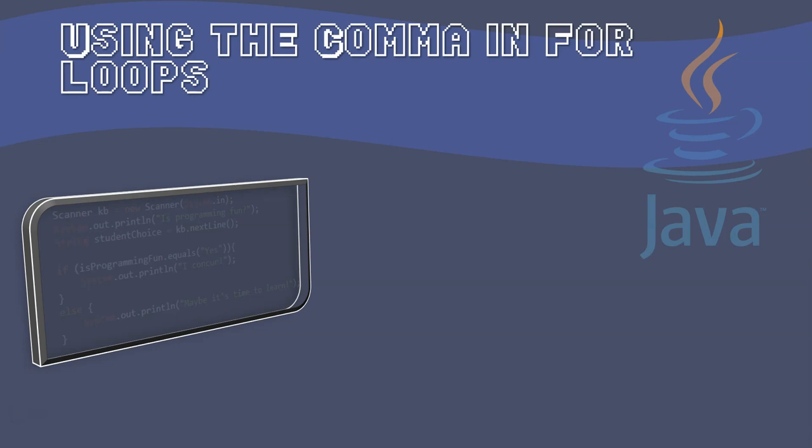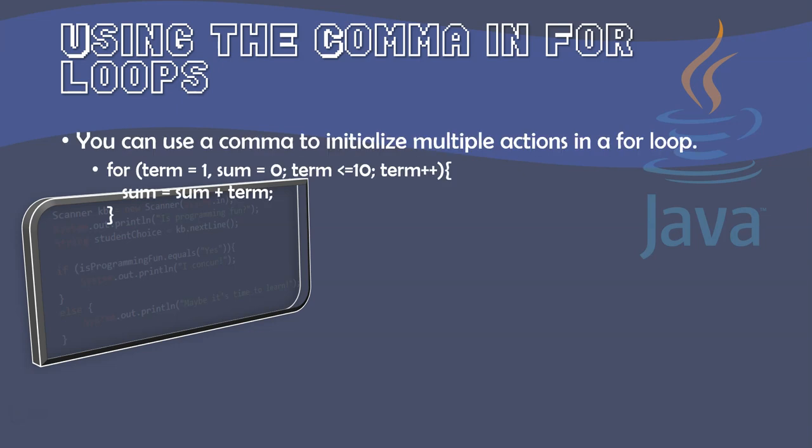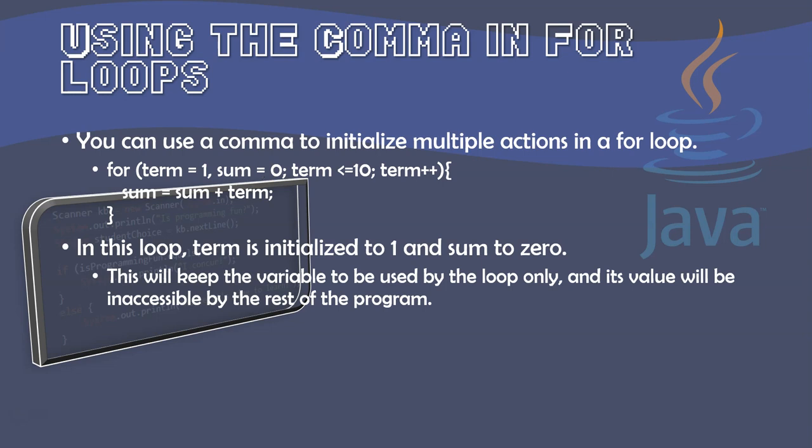Now, there is a way for us to test multiple conditions with for loops. We can do that using a comma to initialize multiple actions. So for example, I can say for term equals 1, sum equals 0, term is less than or equal to 10, term plus plus, sum equals sum plus term. In this example of the loop, the term variable is initialized to 1 and sum is initialized to 0. This, of course, keeps the variables to be used by the loop only, and of course their values are going to be inaccessible in the rest of the program.